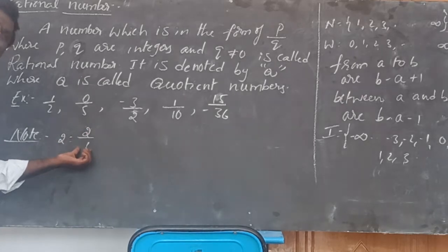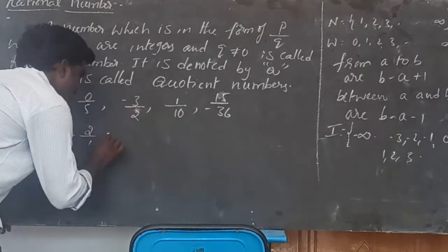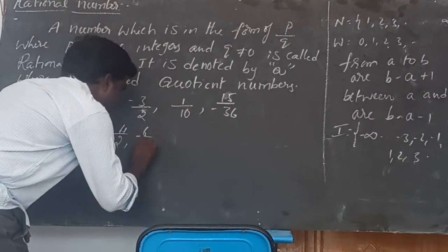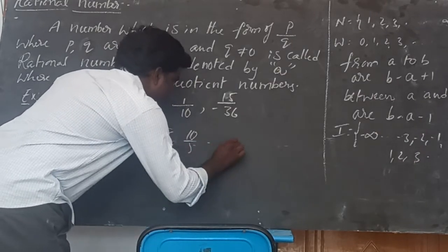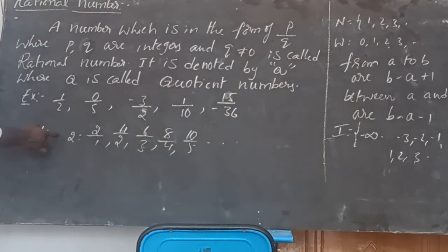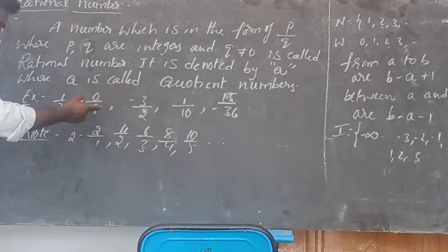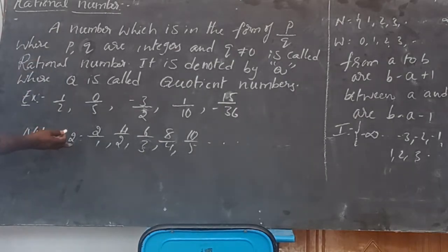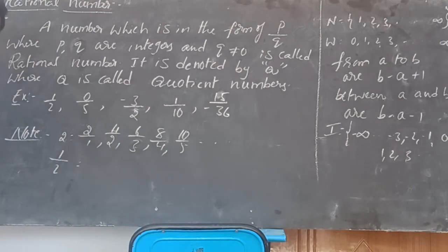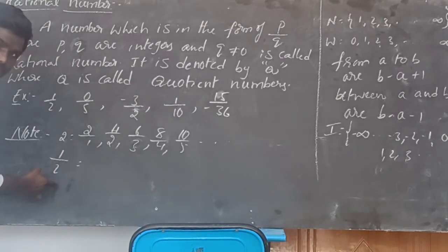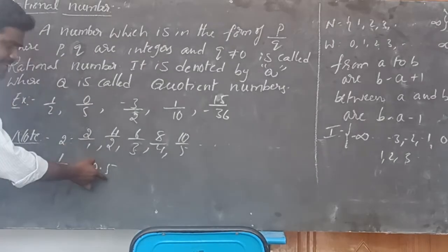So 2 by 1 is a rational number, because it is in the form of P by Q. Next 4 by 2, next 6 by 3, next 8 by 4, next 10 by 5 and so on. So natural numbers are all rational numbers, but rational numbers need not be natural numbers. For example, 1 by 2 is a rational number. Its value is 0.5, since 1 divided by 2 gives 0.5.